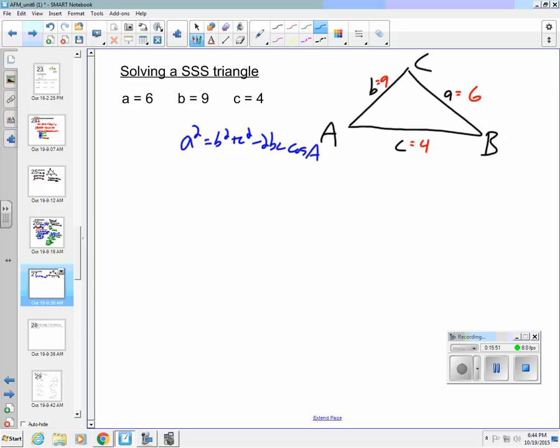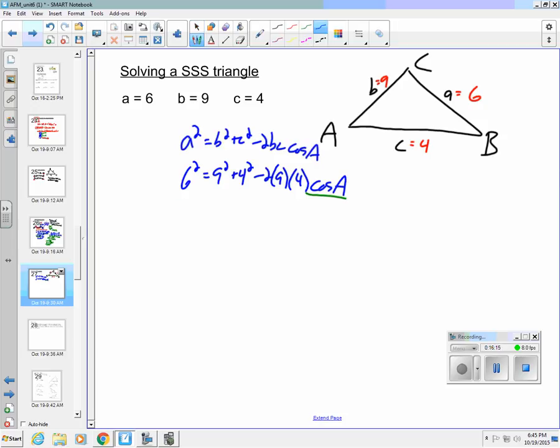So plug everything in now. 6 squared equals 9 squared plus 4 squared minus 2 times 9 times 4 cosine A. Again, looking ahead, we're trying to solve for cosine A. So we're going to have to evaluate 9 squared plus 4 squared, subtract it from the other side, and then divide by all this in front of cosine. Just looking ahead at what we're going to have to do to solve.